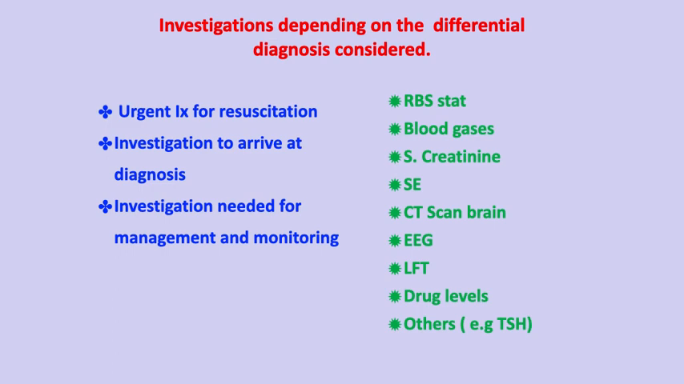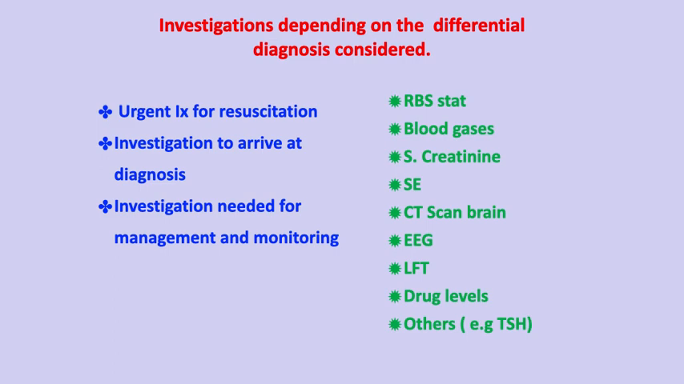As soon as the patient comes in, there are a few urgent investigations to be done which are needed for resuscitation. For example, pulse oximetry, random blood sugar, and if possible blood gases need to be done early, and then the resuscitation started immediately.